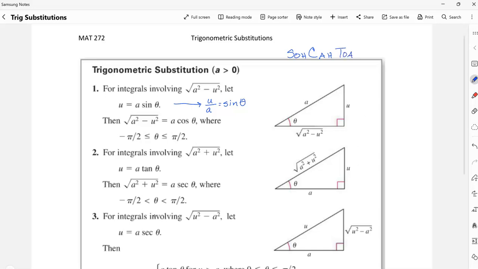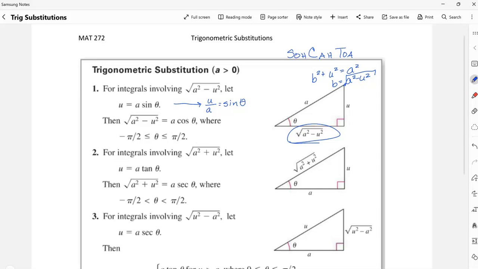Sine is the opposite over the hypotenuse. So if my theta is here when I draw my triangle, sine is opposite. So there's my u, opposite over the hypotenuse, which is a. I could find this using Pythagorean theorem. If I don't know what this side is, I'll call it b. Pythagorean theorem would say this side squared plus this side squared is equal to that hypotenuse squared. And then to solve for b, I would subtract the u squared, and then I would take the square root.